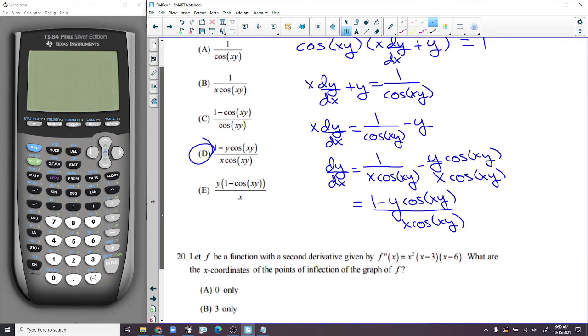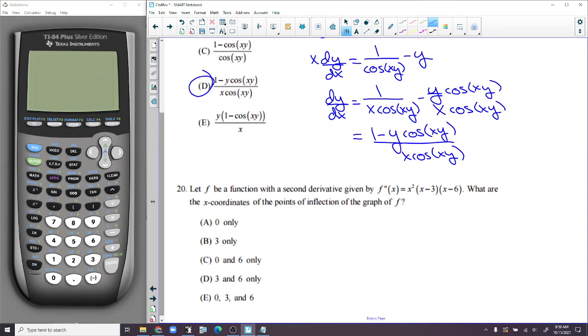Let f be a function with a second derivative given by that. What are the x-coordinates of the points of inflection? So the possibilities are 0, 3, and 6. Let's throw that on a number line. Those are only potentials. So 0, 3, and 6.